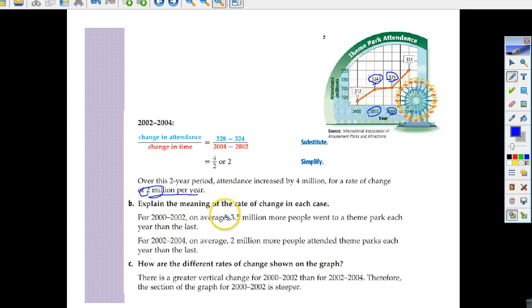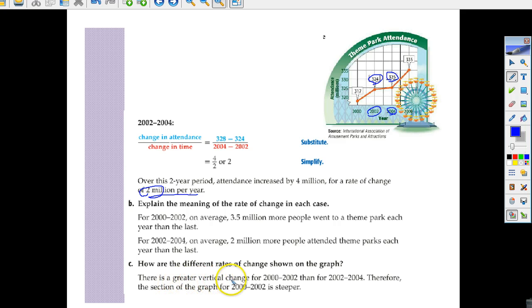Okay. Explain the meaning of the rate of change in each case. So we did that. Okay, and for the first case, 3.5 million more people went to a theme park each year than last year. And 2002 and 2004, on average, 2 million more people attended the theme parks each year than the last. How are the rates of change shown on the graph different?